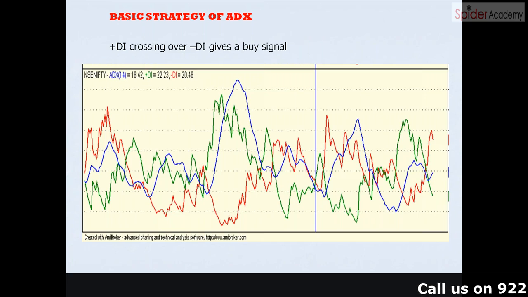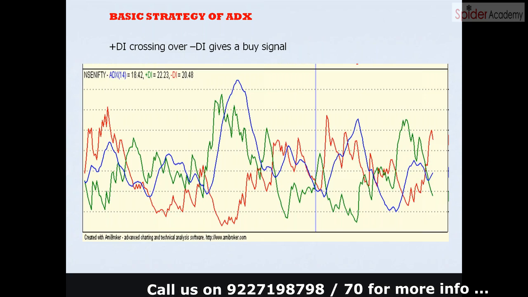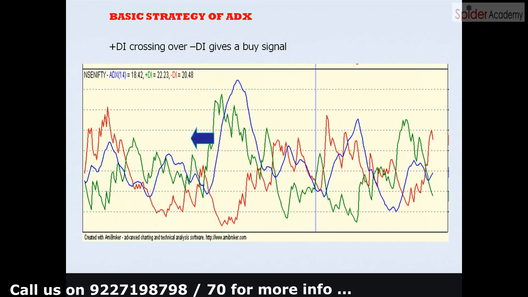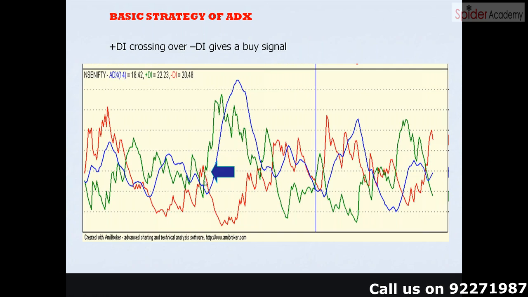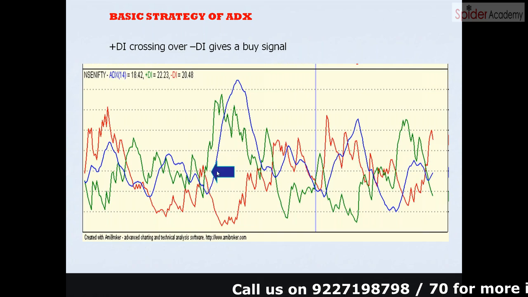Now, the basic strategy of ADX requires the positive DI crossing the negative DI, which gives a buy signal. You can see it very clearly over here. This green line is going above the red line and ADX is going up from below. It's a buy signal.